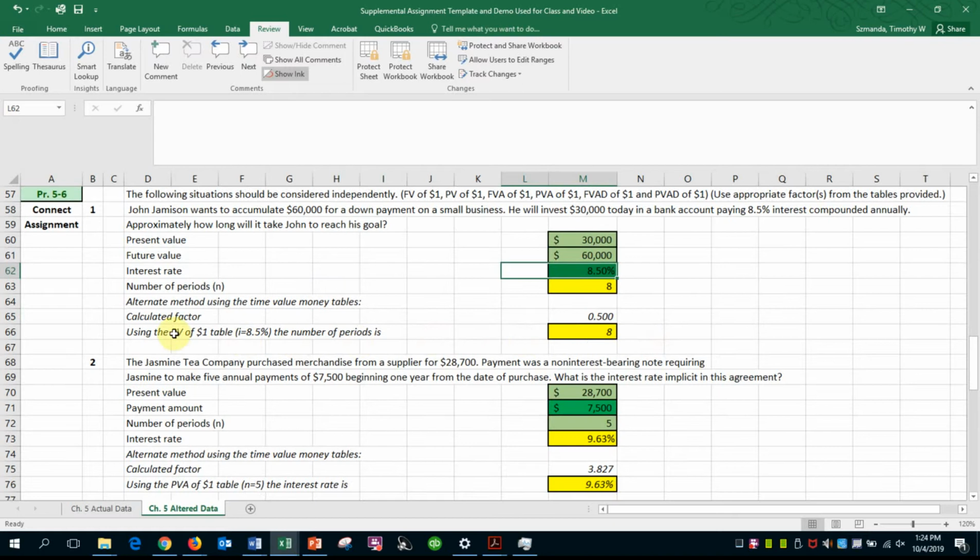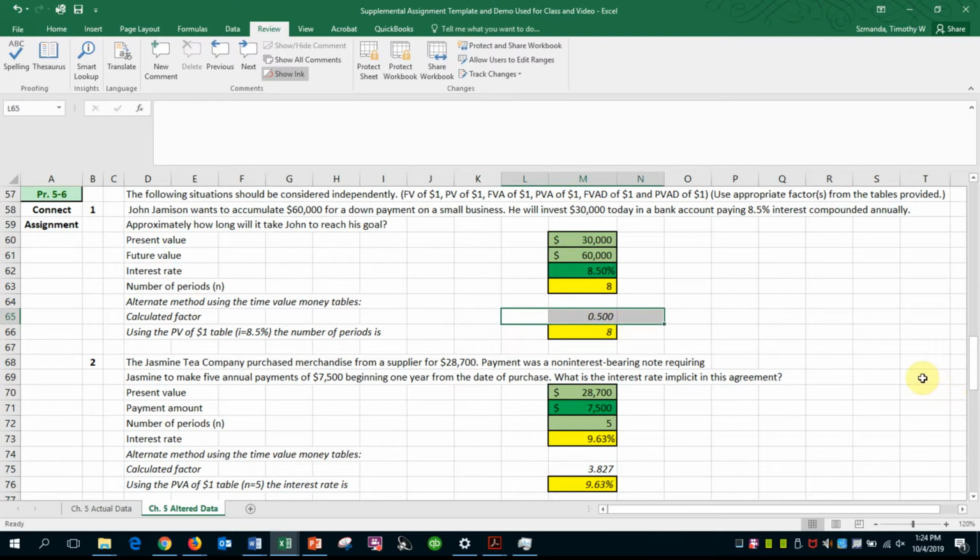All right, now if you're using the tables, the first thing you need to do is to calculate the factor. So I took the 30 into the 60,000, and that gave me a factor of 0.5. Now I go to the present value of 1 or lump sum table, and I say, okay, I know that the rate is 8.5%. So if I had an 8.5% column, I can go to that column, and I can just start looking straight down the 8.5% column. I realize your table doesn't have an 8.5%, but if it did, you would look down the 8.5% column, and then you'd stop when you arrived at the factor of 0.5.